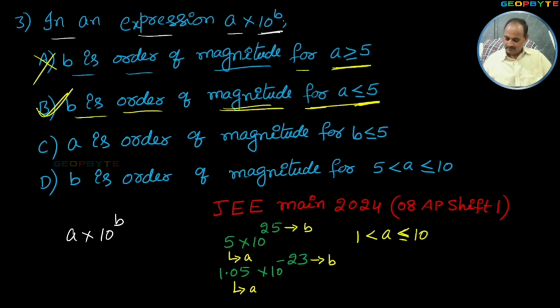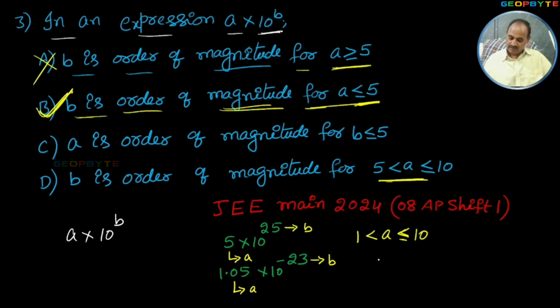But look at option D, A greater than 5 but less than or equal to 10. A need not be greater than 5. It should be greater than 1. That's all. Sometimes it may be a fractional value also. Anyhow, among the given options, you can take B. B is the order of magnitude for A less than or equal to 5. Can be taken. Understood clearly?